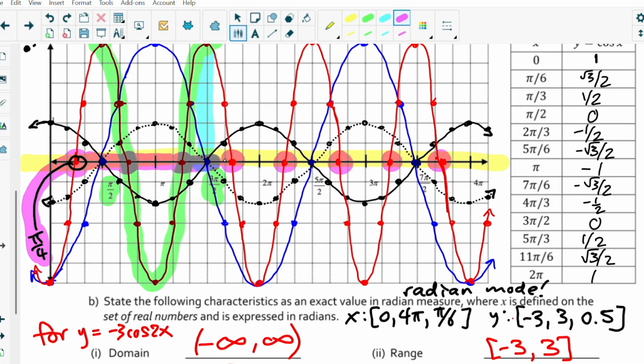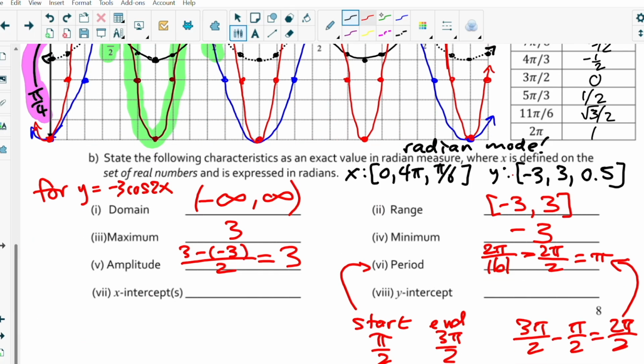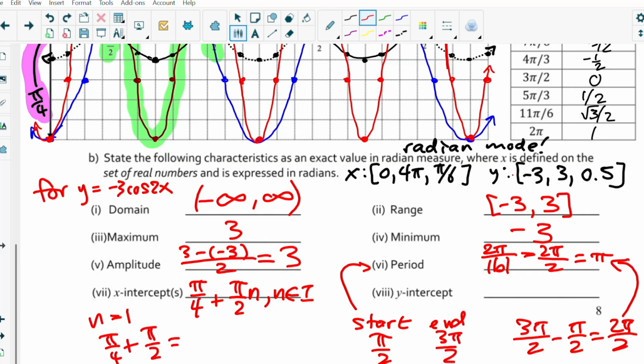So look at the spacing between each of these. This is pi over 2 units. Okay, so pi over 2 units. So how do we write that in general form here? So if I start at pi over 4, I'm going to add pi over 2 units, but I multiply by n, and then I say n is an element of integers. So if n equals 1, then pi over 4 plus pi over 2 times 1.